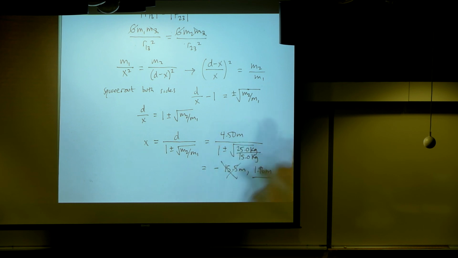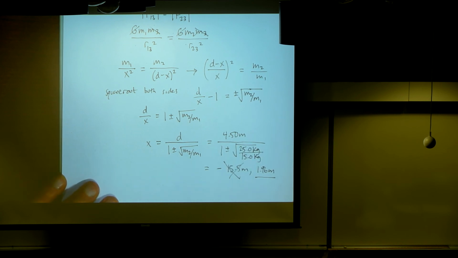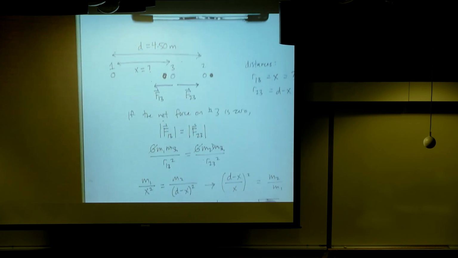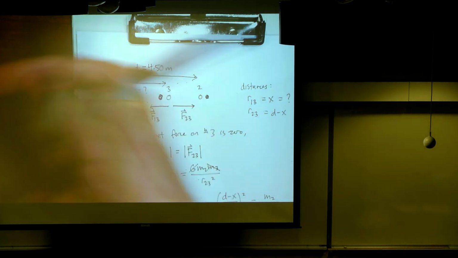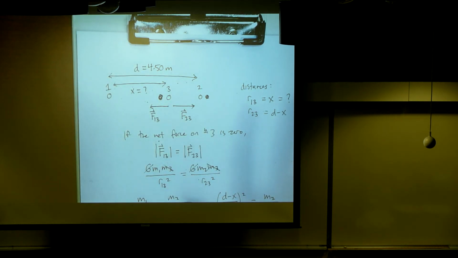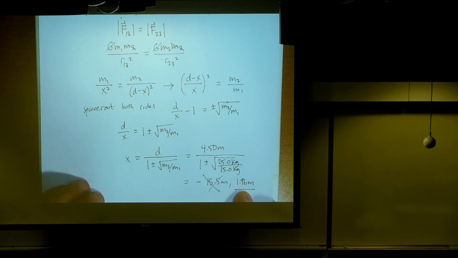The negative sign is not correct. We know that just by looking at the picture. We know x is a positive distance. It's not like we're over there somewhere. So 1.96 meters is the answer.